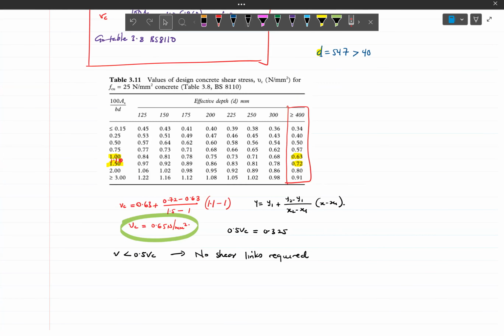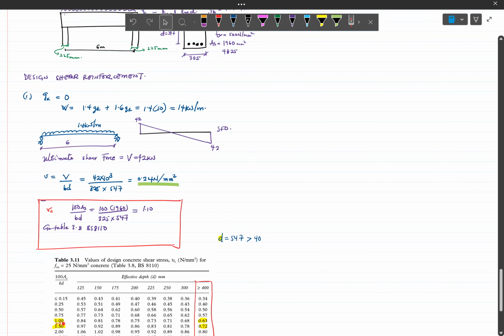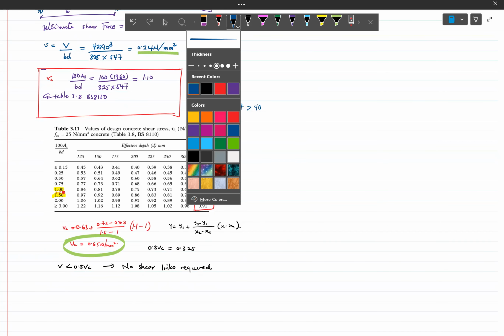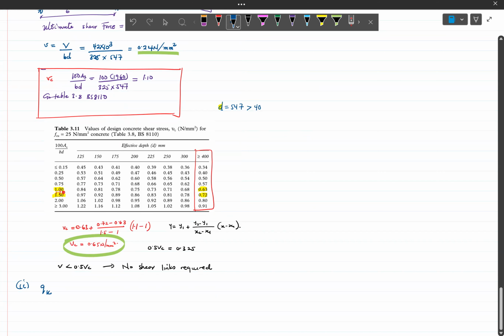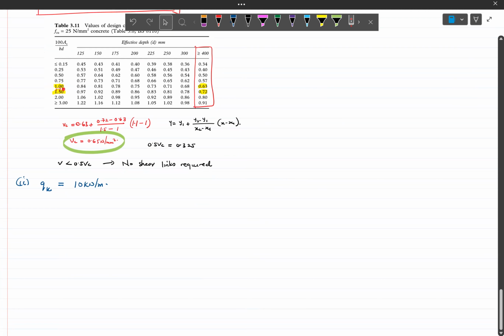So this is pretty much how shear is calculated. All right. So that's for I. Now let's look at II. So we're just going to be changing QK. Now let's change QK to when QK is 10 kilonewtons per meter. So if QK is 10 kilonewtons per meter, it means that our ultimate load W will be 1.4 times 10 plus 1.6 times 10. And this should give us 30 kilonewtons per meter.